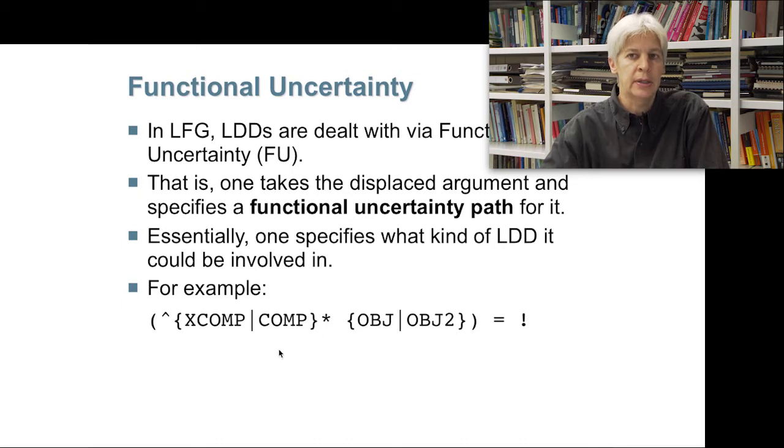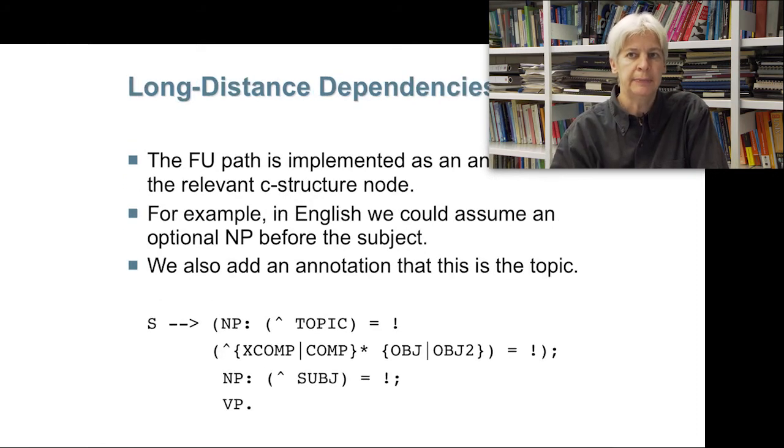Okay, so we're saying we don't know the level of embedding starting from here. We just know it could be XComps or comps, and you could define other things here if your language has other things as well. Okay, but this is the sort of standard uncertainty path that one has. So let's work with this path. What do you do once you've defined such a functional uncertainty path? Well, you annotate it on the relevant C structure node, and I've given you an example here.